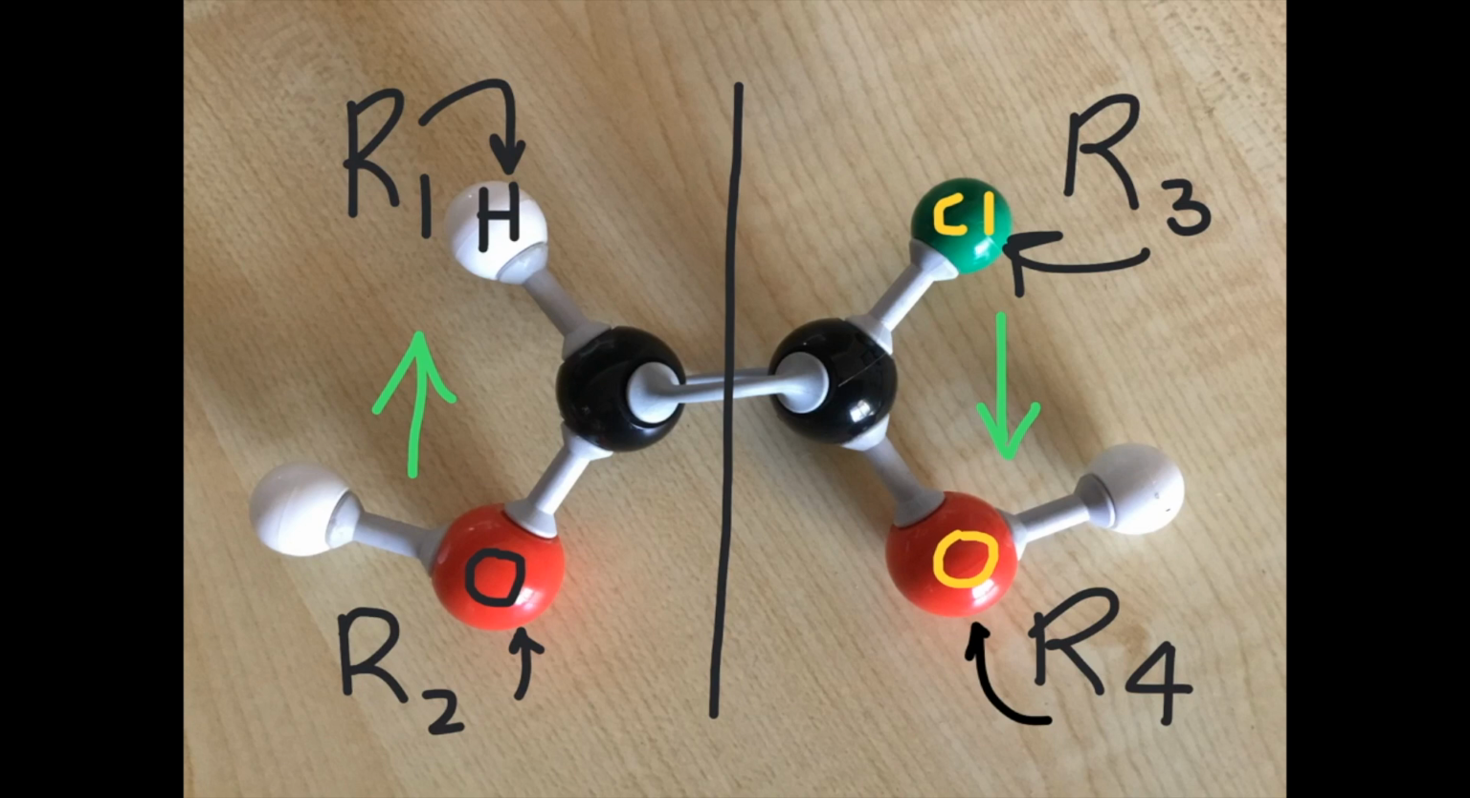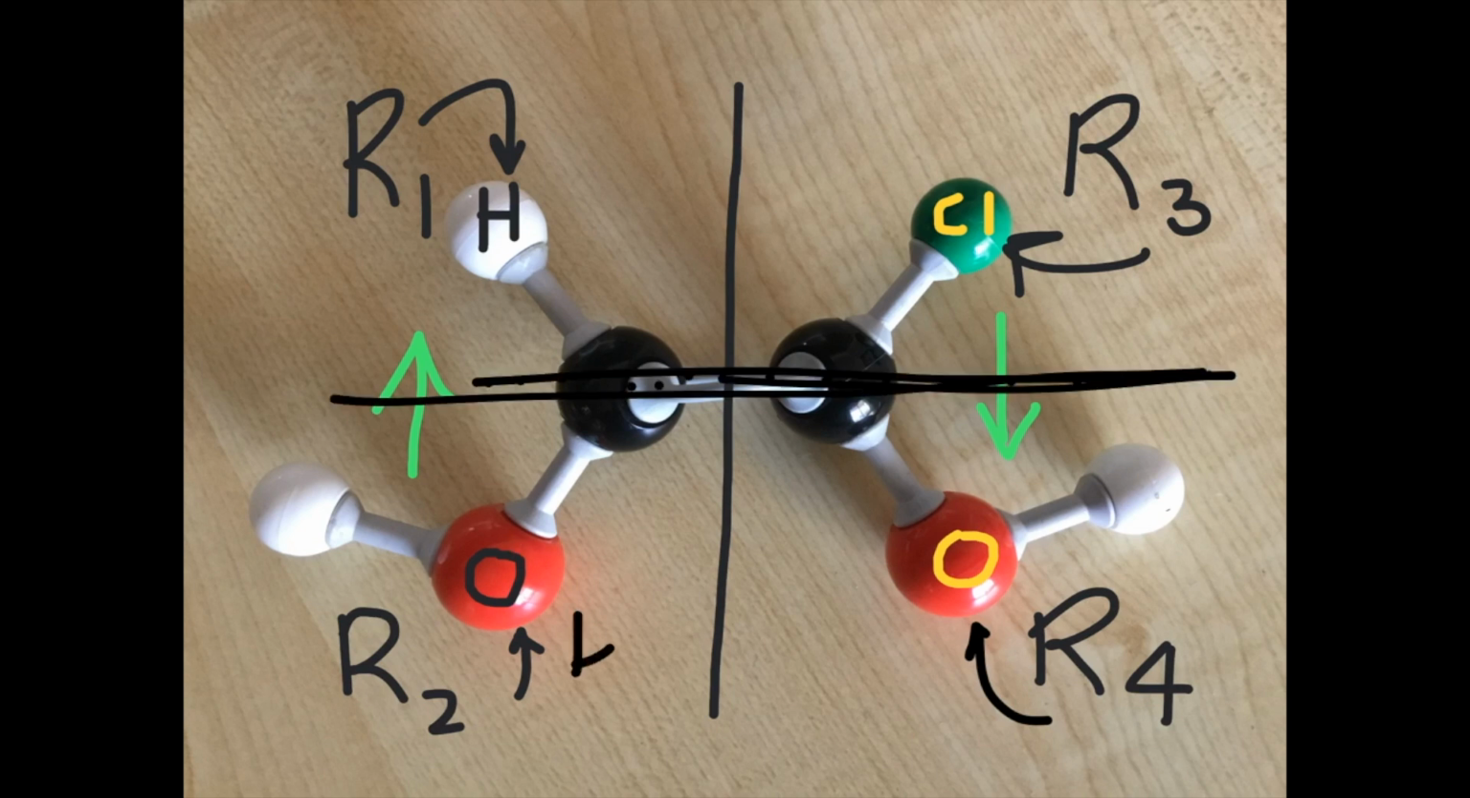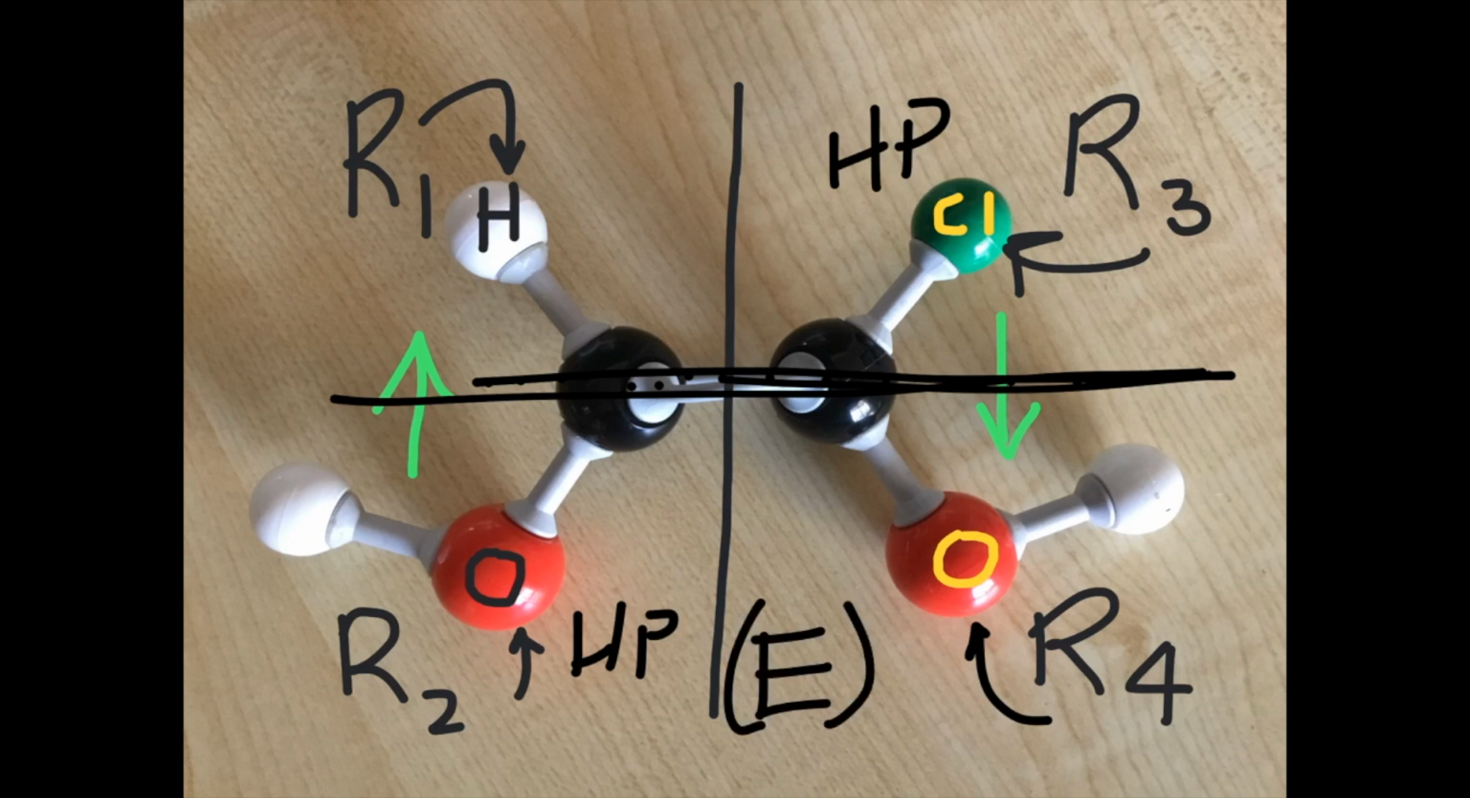So with the two high priority groups on opposite sides of this line, one HP group here and the other one here, on opposite sides of the molecule, then we designate this the E isomer or the trans isomer. Now I would like you to take a look at these examples.